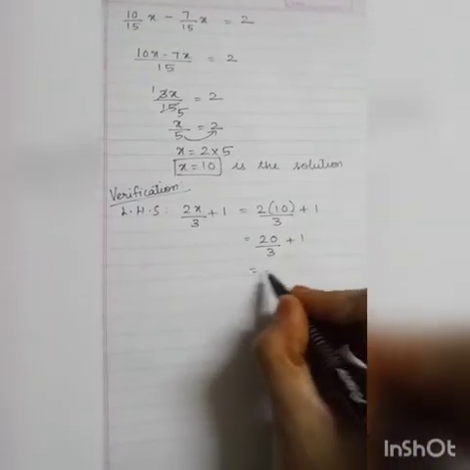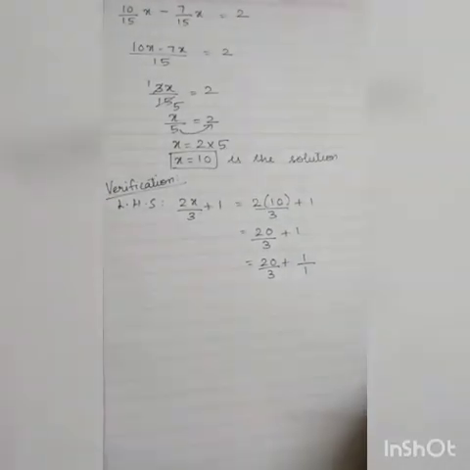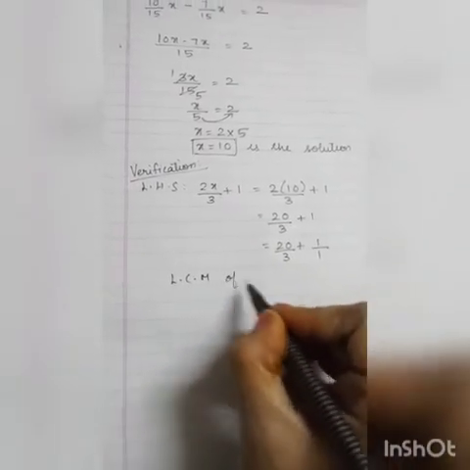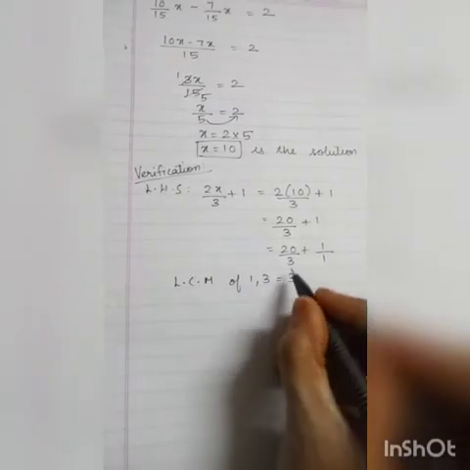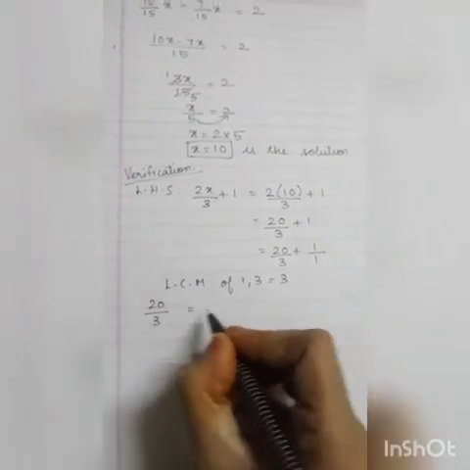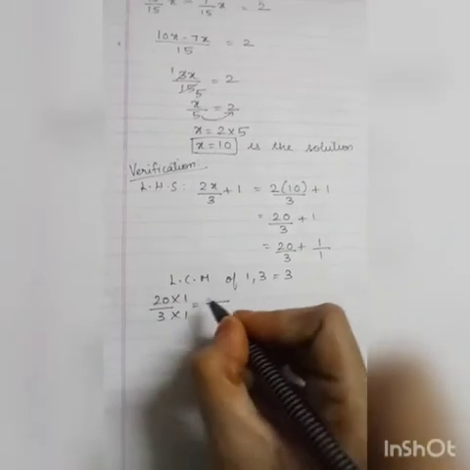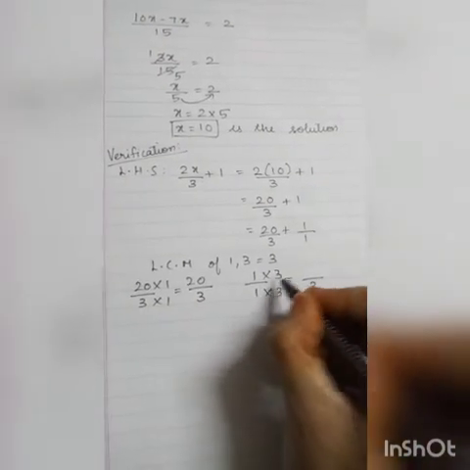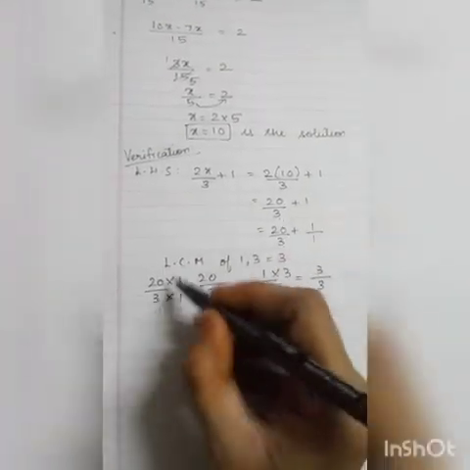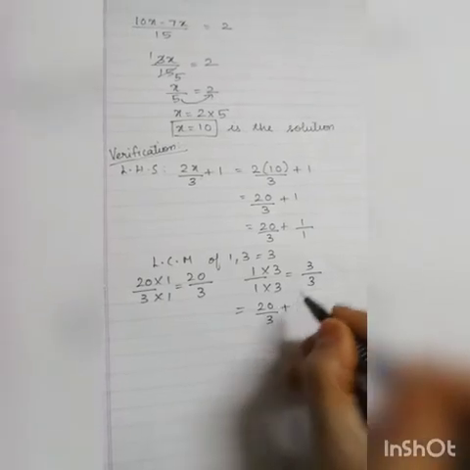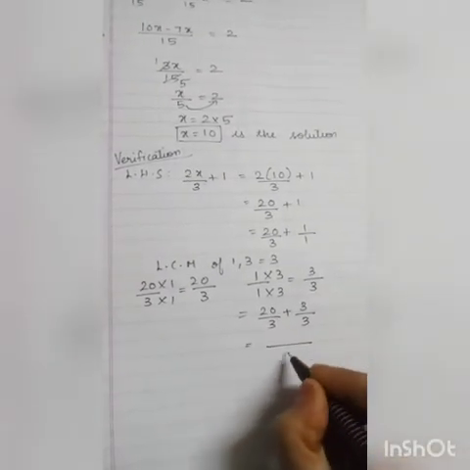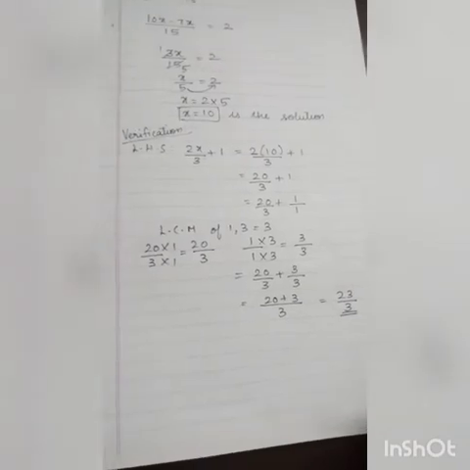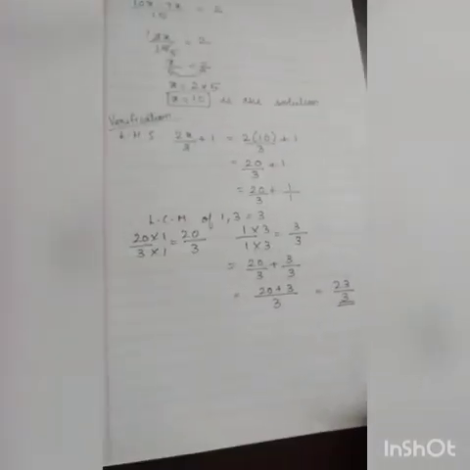Now, how can I write 1? 1 by 1. Is it correct? Now, both the denominators are different. So, LCM of 1 comma 3 is 3. So, I want denominator as 3. For 20 by 3, the denominator is already 3. For 1 by 1, I want denominator as 3: 1 threes are 3. So, instead of 20 by 3 plus 1, I will write 20 by 3 plus 3 by 3. Now, my denominator is 3, so 20 plus 3 is 23 by 3. What is my LHS value? 23 by 3.